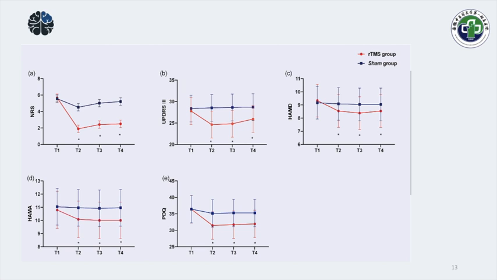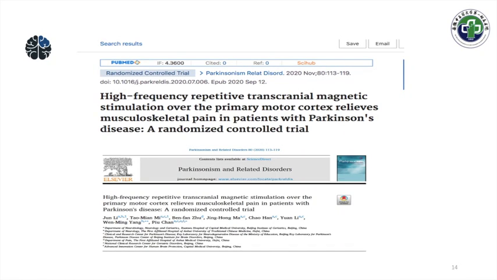During the study, we found the rTMS and sham groups had similar adverse events during the trial. Besides 2 patients withdrawing due to headaches and dizziness in each group, no serious adverse events occurred. The most common adverse events were headaches, dizziness, tinnitus, and transient aggravation of gait disturbances. And this is our paper published in Parkinsonism and Related Disorders in 2020.